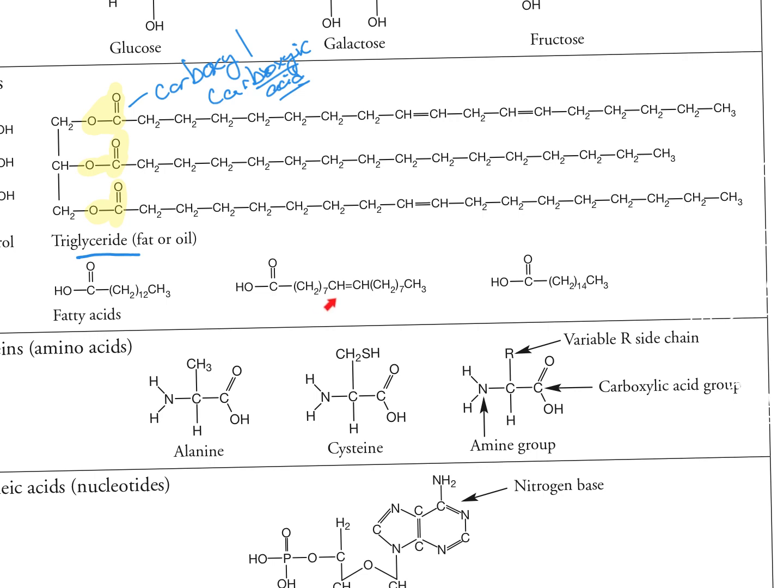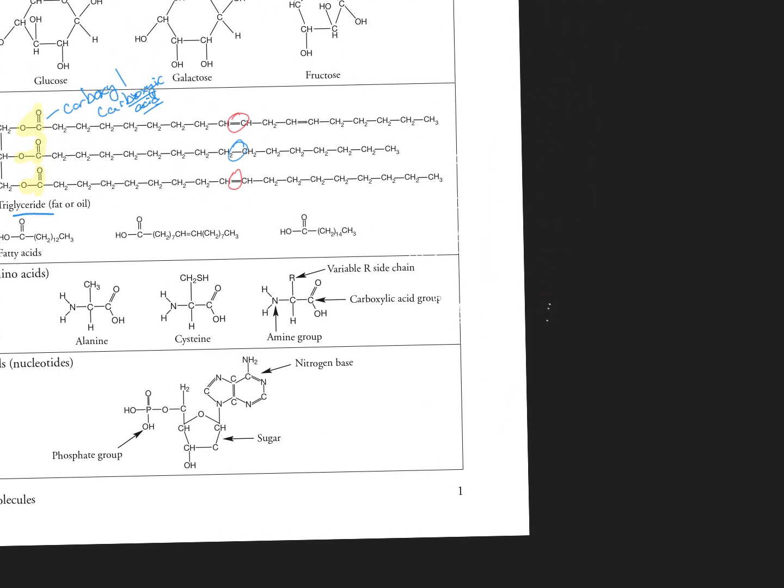What is the difference between this one here and these two? What's the difference? That's right, the double bond versus the single bond. Do you see that? Where's Waldo? I found him. So double bond versus a single bond. If you have a double bond, we call them unsaturated fatty acids. If they are all single bonds, we call them saturated fatty acids.